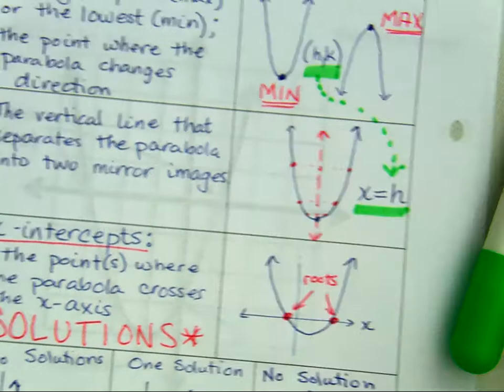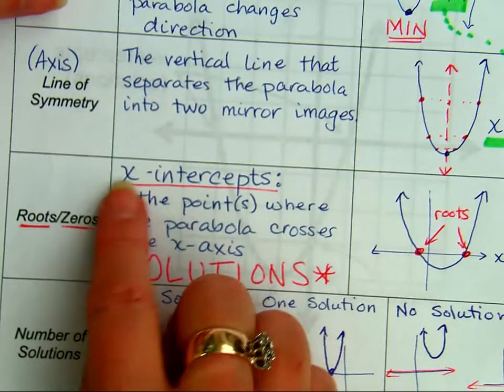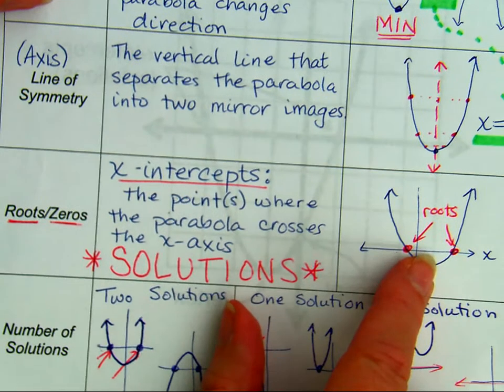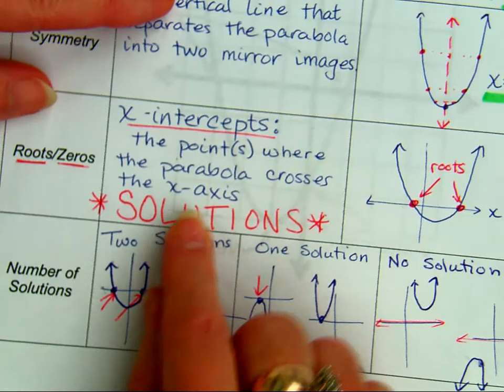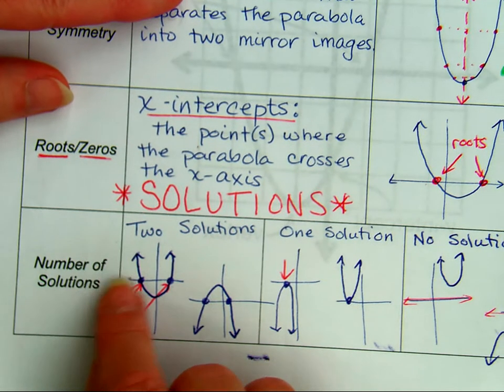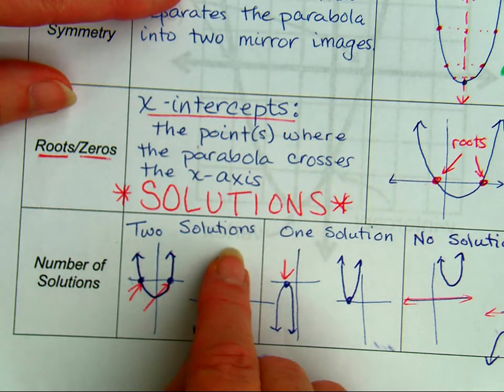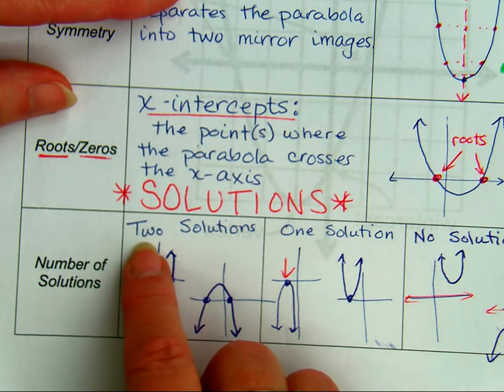So we're trying to continue this video. We were talking about the roots, or they're called the zeros, and they're the solutions. And we still needed to record and talk about the number of solutions. So most commonly what you get are two solutions.